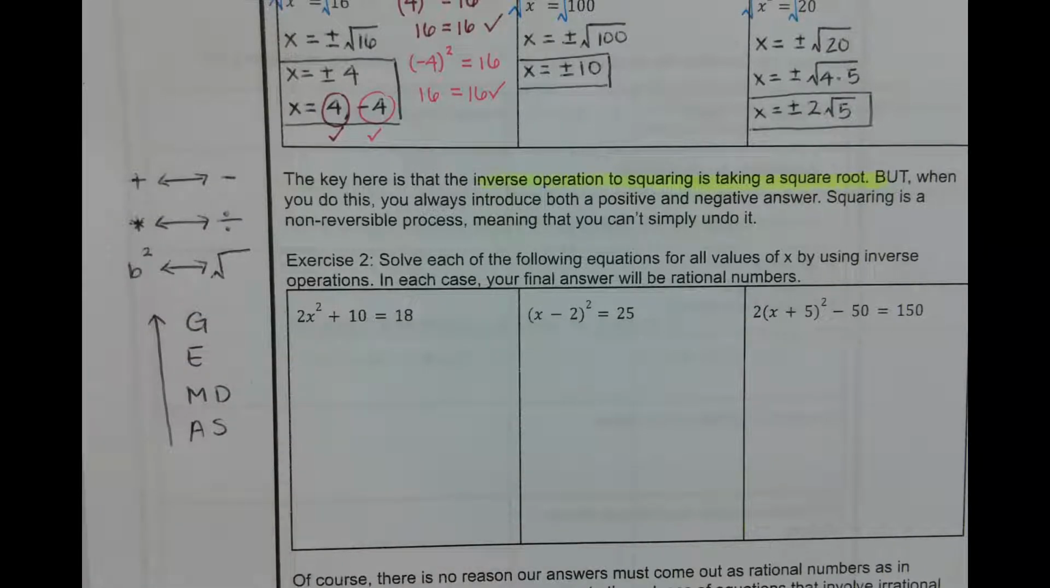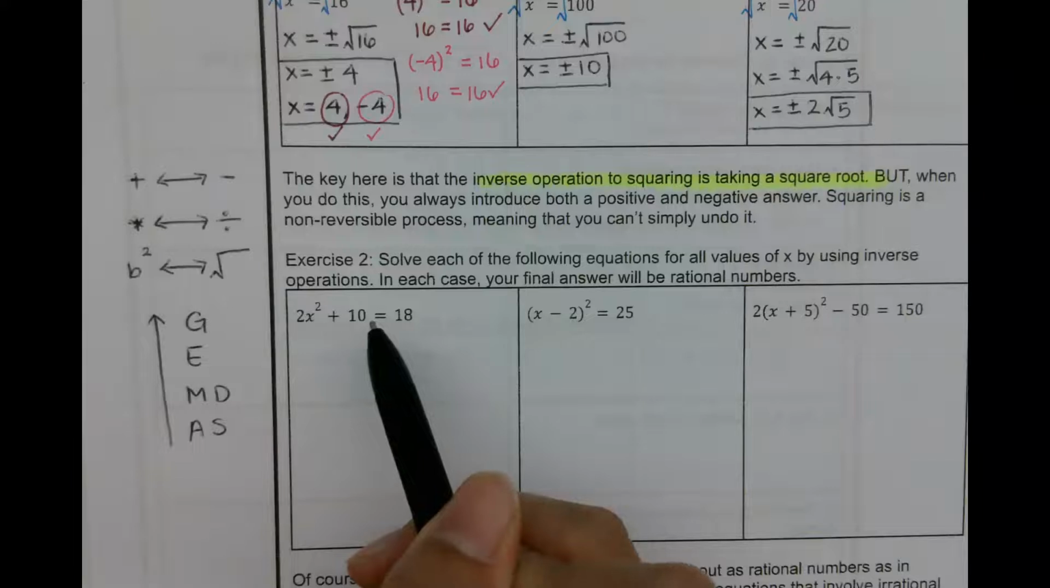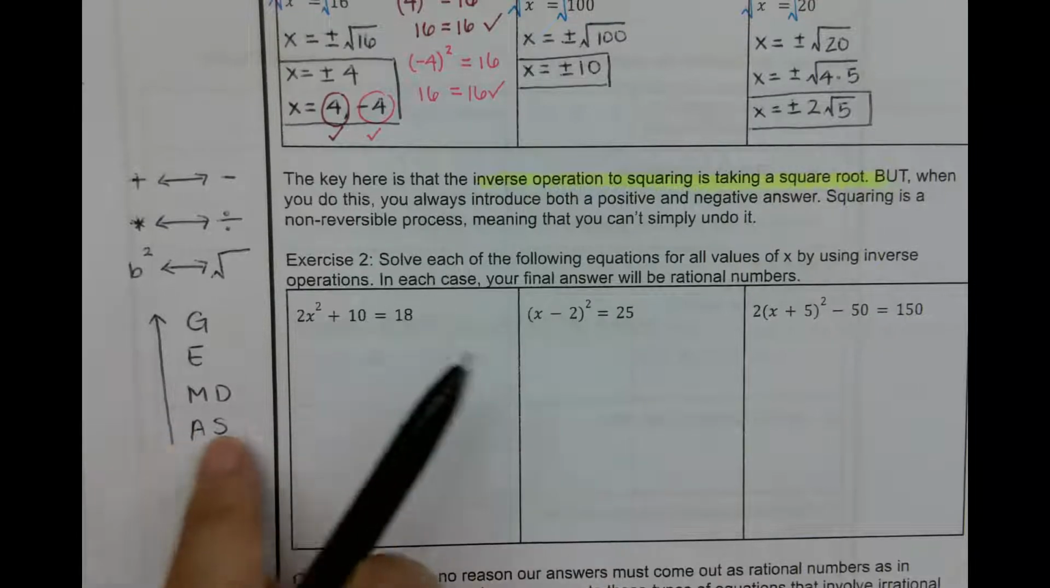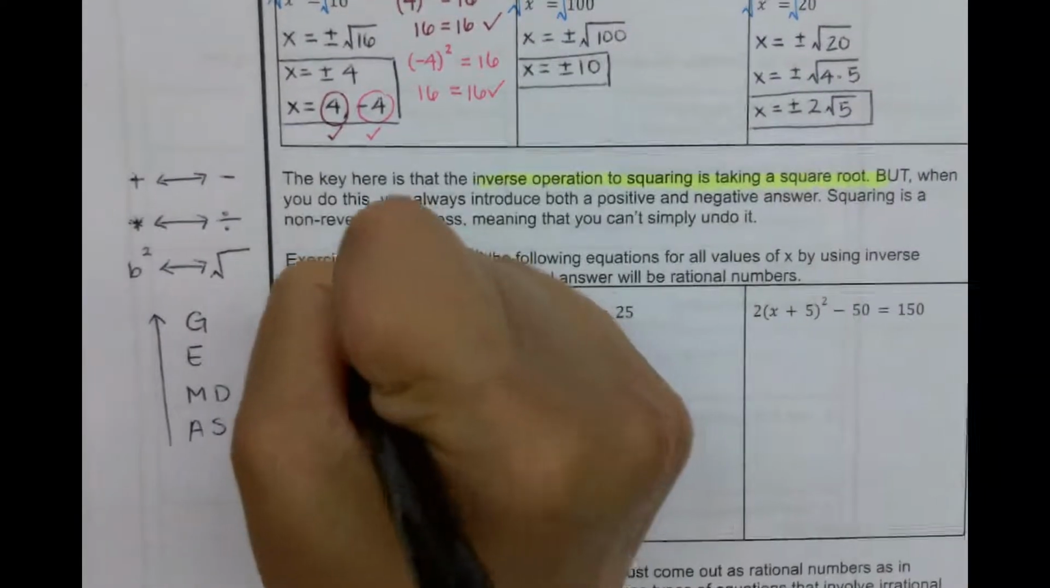The first thing I'm going to do, here I have 2x squared plus 10 equals 18. The first thing is actually addition and subtraction, so the opposite of plus 10, I'm going to subtract 10 here.